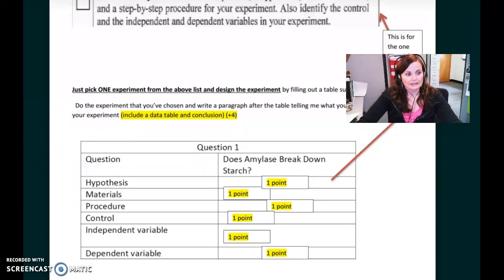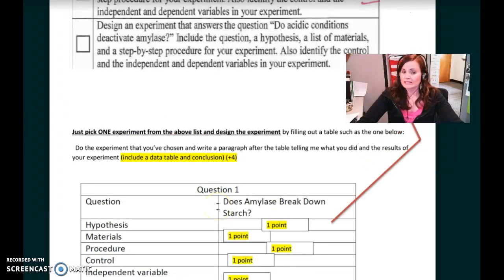And basically, this is how you're going to be graded here. You will have 4 points for the data table and conclusion, and 6 points for the rest of this, with a total of 10 points. That's all I'm requiring from you for this portfolio.